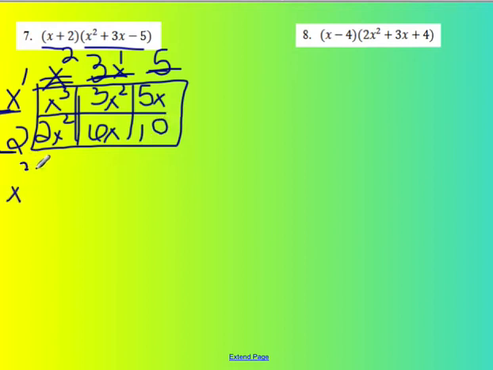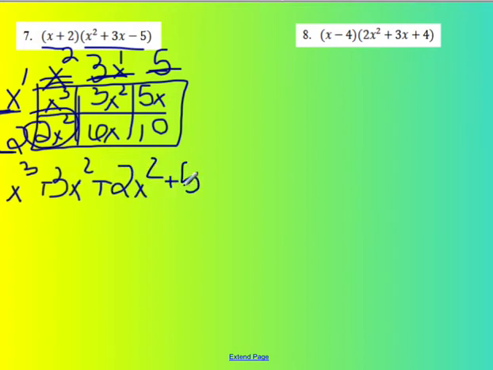So we have x cubed plus 3x squared. Then I notice there's a 2x squared there, so I'm going to write that next. Plus 5x plus 6x plus 10.